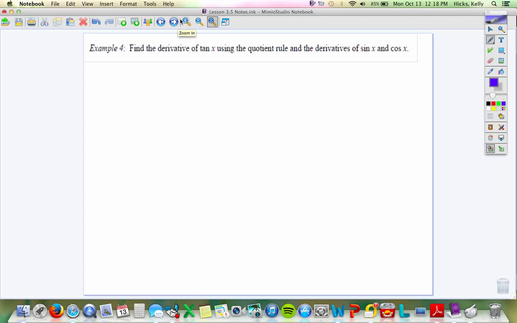Find the derivative of tangent x using the quotient rule and the derivatives of sine and cosine. This is much quicker than the previous one. So, what do we want to find? We want to find the derivative of this. Well, since we don't know it yet, let's put it into something that we do know. We do know that the tangent is the same thing as the sine over the cosine.